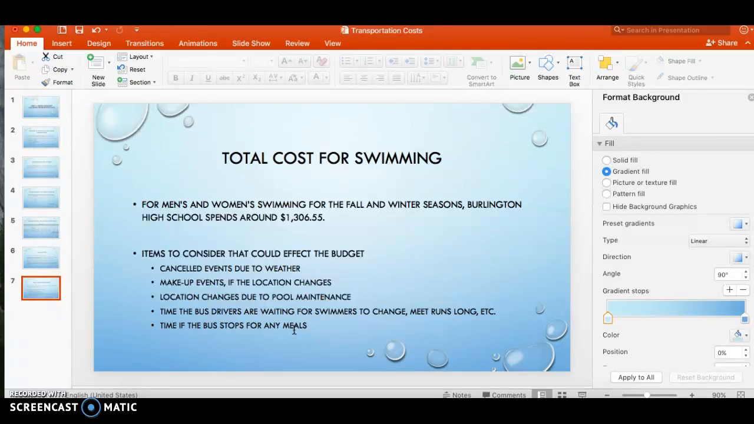But the $1,306.55 gives a good idea roughly about how much you're going to spend and can project from year to year, giving a little bit of leeway, maybe anywhere from $1,000 to $1,750 throughout the school year that the men's and women's swim teams are going to spend on the total cost of transportation.